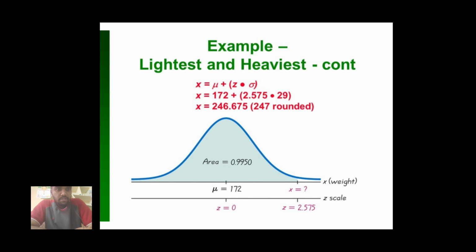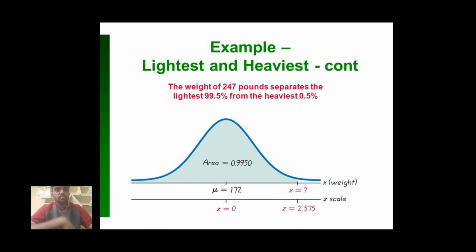Mu is equal to 172, x is equal to 246.675, and z is equal to 2.575. Lightest and heaviest conclusion: the weight of 247 pounds separates the lightest 99.5% from the heaviest 0.5%. Area is equal to 0.9950. Here mu is equal to 172, x is unknown, and z is equal to 2.575.